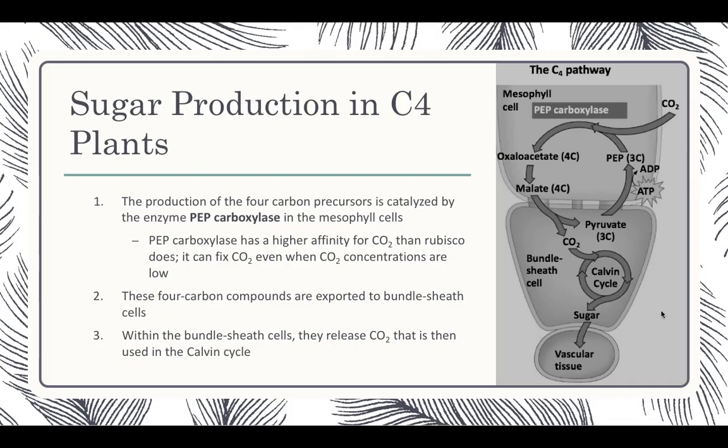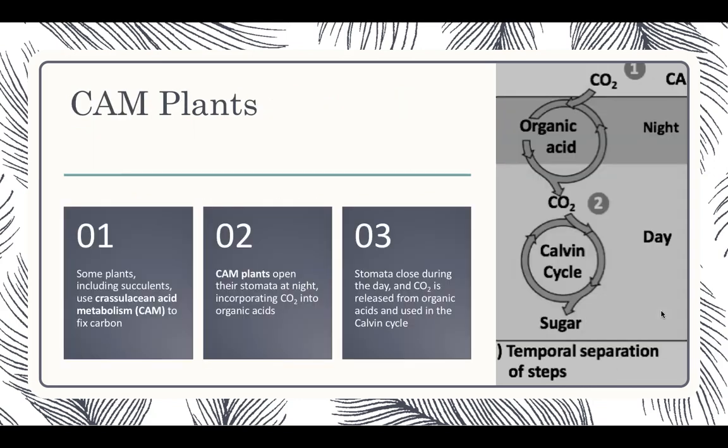The enzyme is PEP carboxylase. And PEP carboxylase, again, has a higher affinity for carbon dioxide, so it can actually bind that carbon dioxide at lower concentrations than rubisco can. Now, another way that plants deal with this: C4 plants use a spatial arrangement, using the mesophyll cells and the bundle sheath cells.